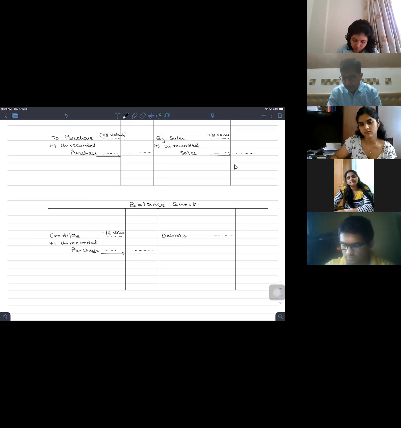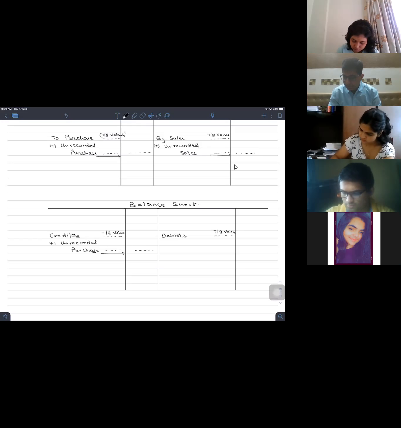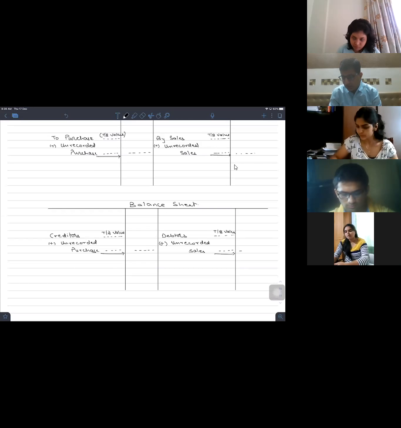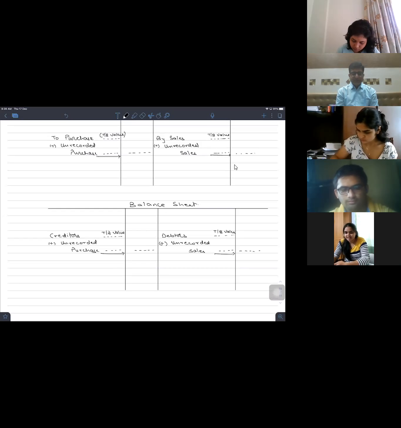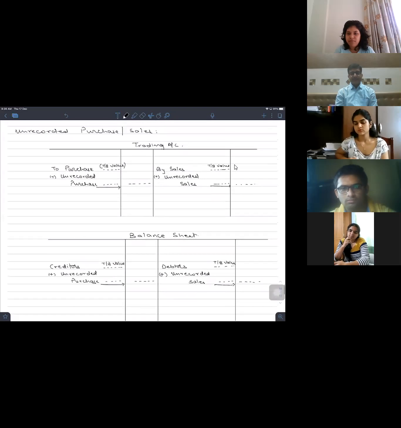Inner amount column for the trial balance value. Add to that what? Unrecorded sales. And the total will go to the outer amount column. Did you people get that? So this is how you need to do the adjustment related to the unrecorded purchases and unrecorded sales.